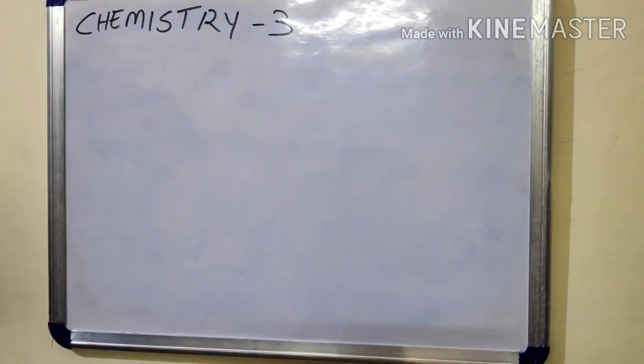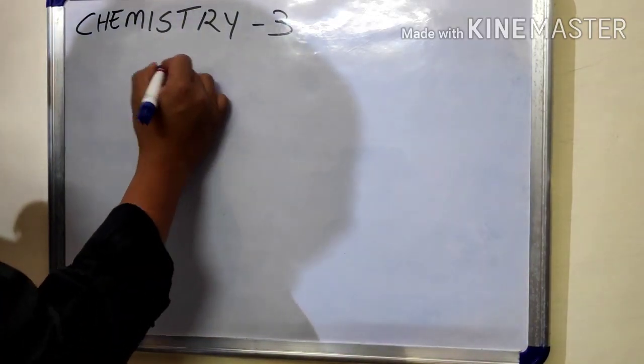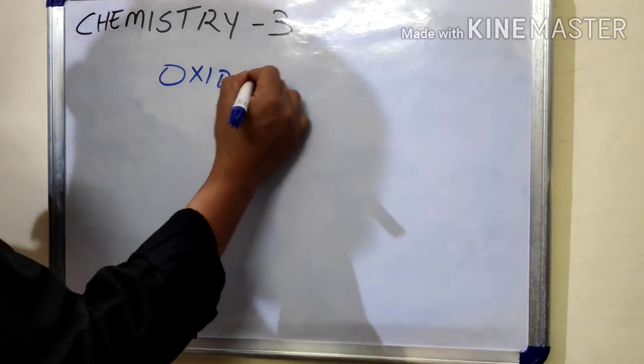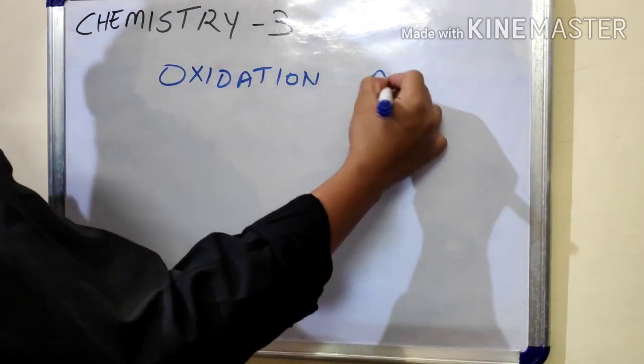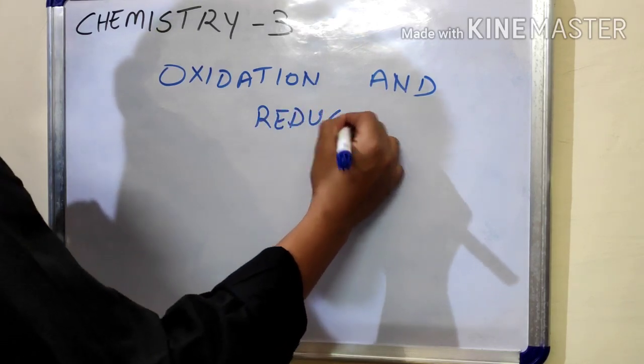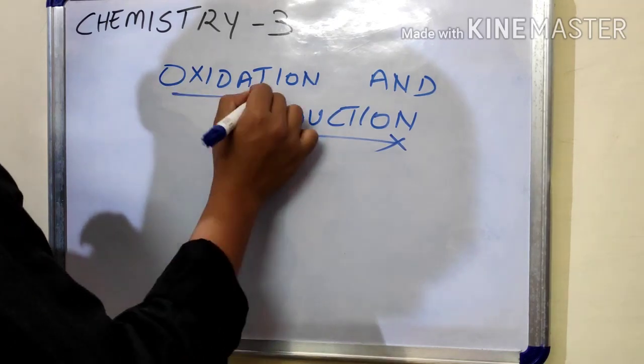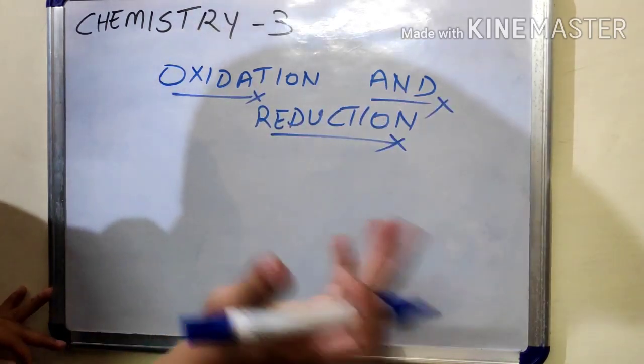Okay, so now we'll move on to the last and final type of reaction. You can write the heading and you can leave it. We will do it in the next class. Oxidation and reduction. I hope you are finding this interesting because it is very important and new also.